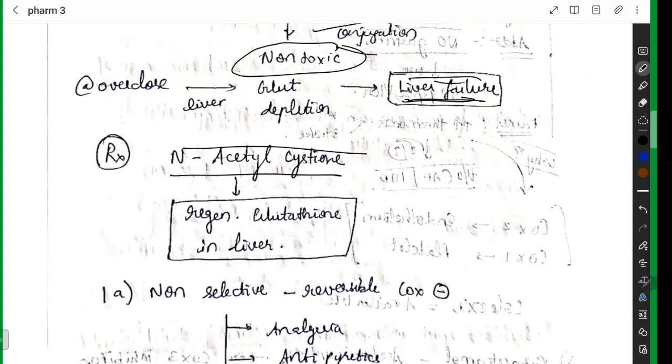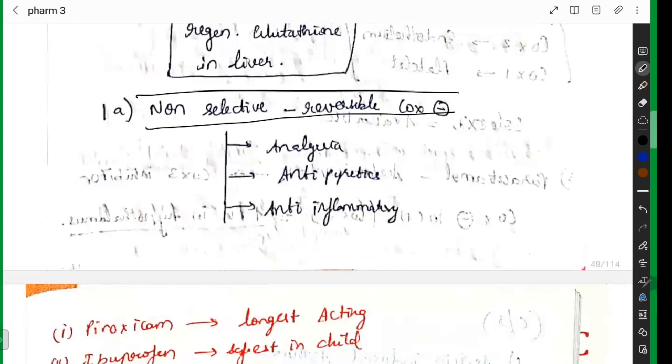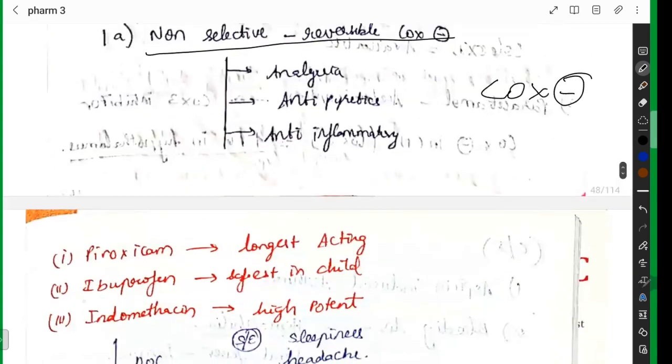Now, coming to the non-selective reversible COX inhibitors. So what are the non-selective reversible COX inhibitors? The three drugs which are non-selective reversible COX inhibitors are, number one, piroxicam, ibuprofen, and indomethacin.